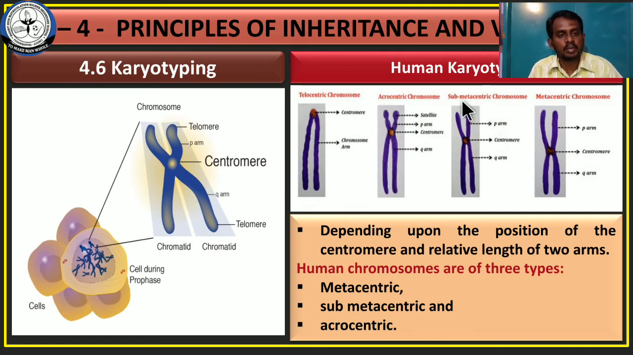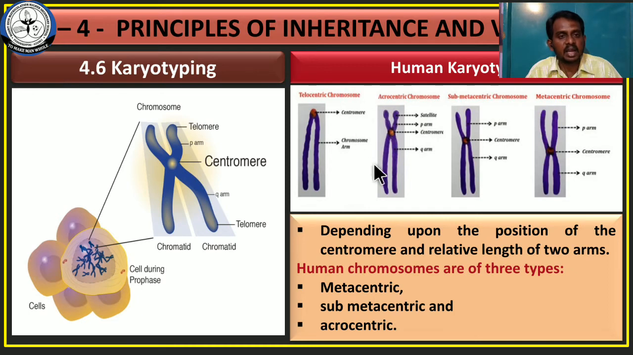Submetacentric means there are 2 arms. In this type, one arm is larger in size and another arm is smaller in size, and this type of chromosome is called a submetacentric chromosome. If one arm is bigger and the other arm is smaller, we call it submetacentric.